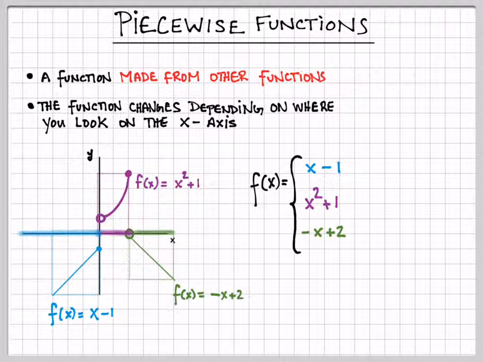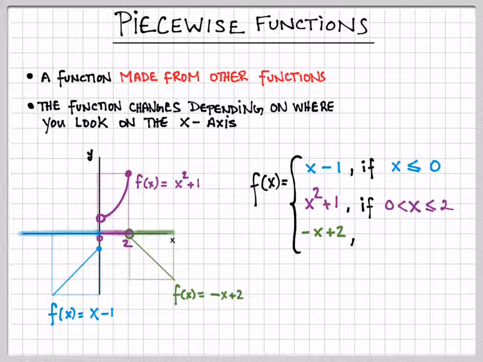Starting with the blue function, f of x equals x minus 1, this happens everywhere on the left side of the graph. So x here is allowed to be less than or equal to 0. Moving on to the purple graph, here we have to stay between 0 and 2. So x has to be less than 2 but greater than 0. And finally, the green graph happens anywhere to the right of 2. So here, x can be greater than 2.